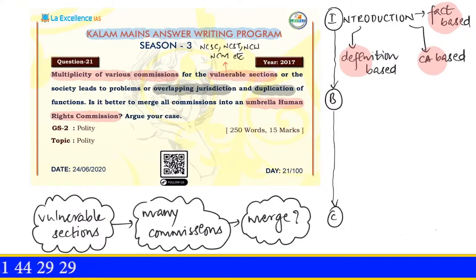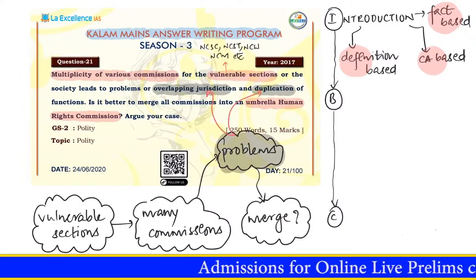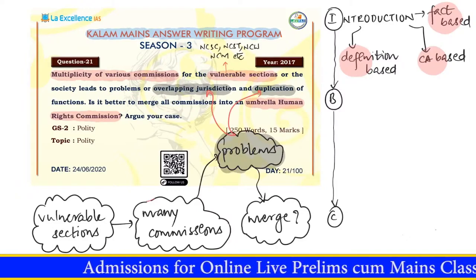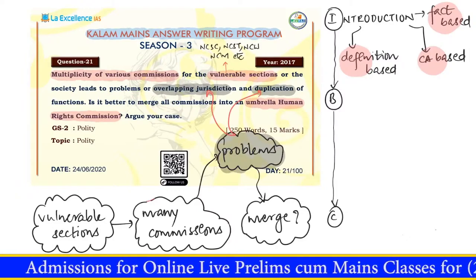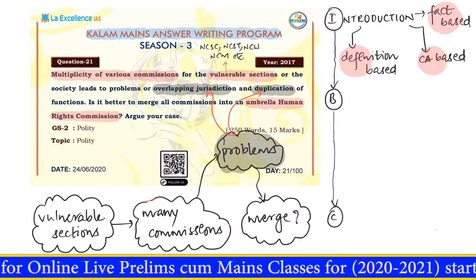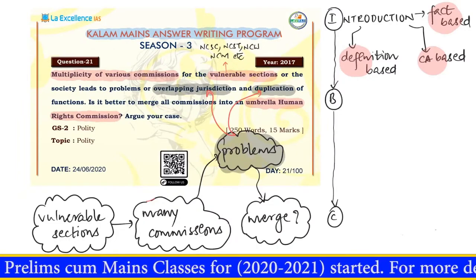And if that is the case, how do we address it? Should we have a common human rights commission? Like for example, NCSC takes care of the interests of the scheduled caste. What if that particular person who has a lot of grievance is a woman? Is the issue going to be taken by the NCSC, or by the National Commission of Women, or by the National Human Rights Commission? Do you see the point?